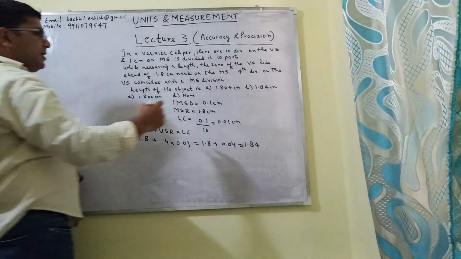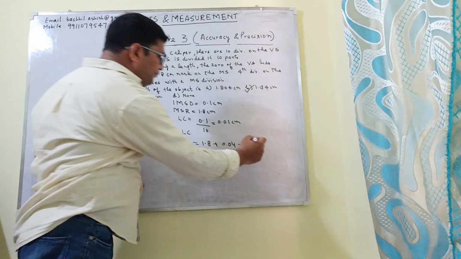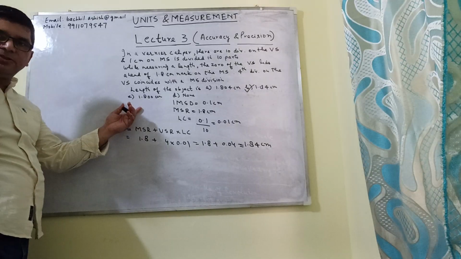So the answer will be equal to 1.84. So here the alternative is B. The correct alternative is 1.84 centimeter. Okay, I think this is very clear. This is a very easy question also.